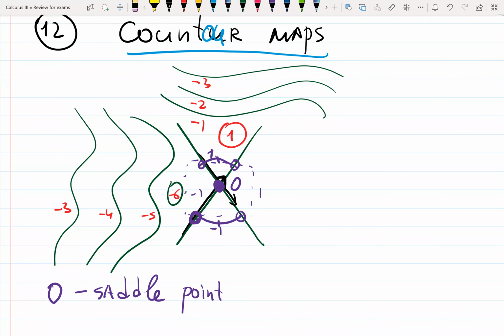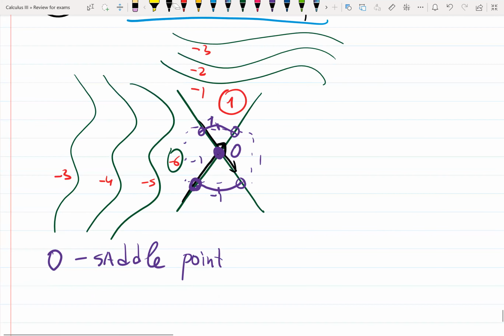From one side, it's maximum. From another side, it's minimum. I showed you how the balls were falling down or staying on it. So, yeah. And now, what is happening with this point? Let's call it B. What do you see? What do you think B is?